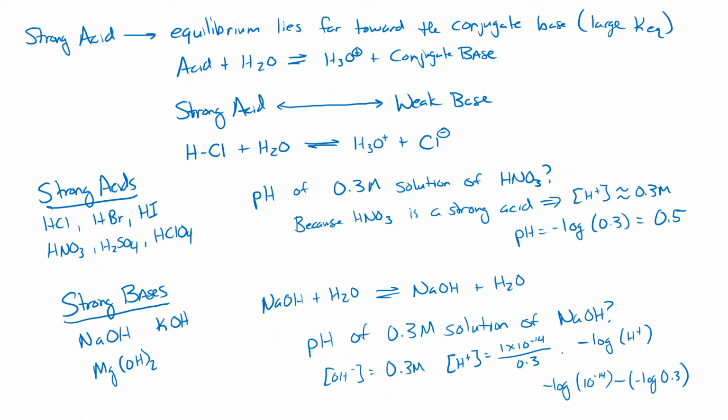So this is obviously 14. I'm running out of space, but I don't have another slide, so I'm going to squish this in. And then we have the negative log of 0.3, which is 0.5. We know that from above. And so the pH of a 0.3 molar solution of OH minus is 13.5. So it is incredibly basic, as we would expect, right? So again, if you add a strong base to something, you're going to get a basic solution.